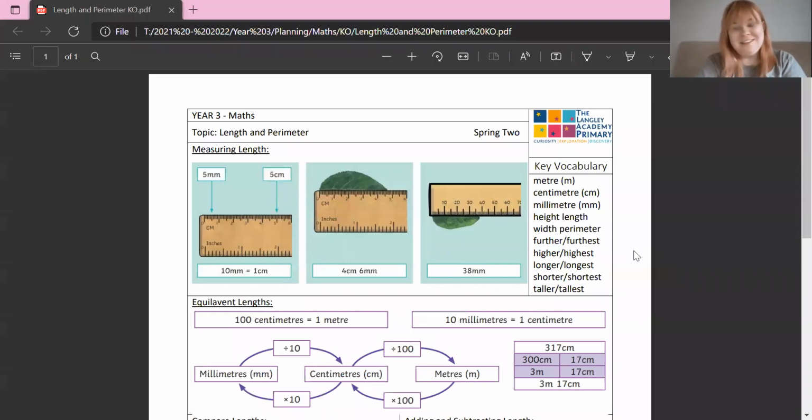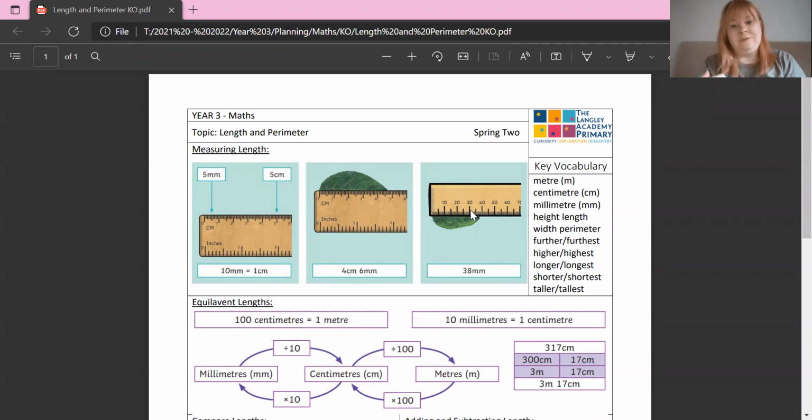Hello, Year 3, and welcome to this week's Lit Classroom on length and perimeter, which is going to be our new unit. So when we're looking at length, there'll be lots of different categories, and then towards the end of the unit, we will be looking at perimeter. So our first part is measuring length.